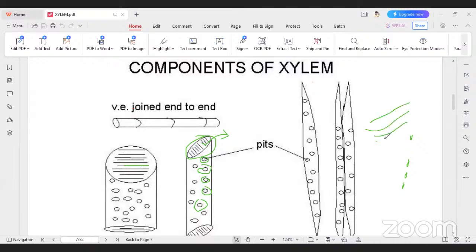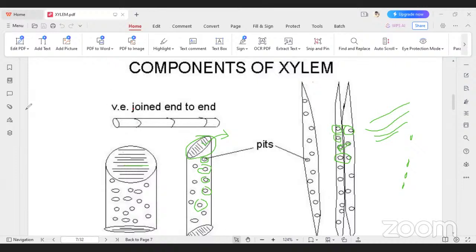is closely arranged, and these pits are also interconnected, but it is not a 3D diagram. Just assume these two pits are interconnected. So the water moves through this pit layer from one tracheid to another tracheid layer. The pits are the connection between the tracheids.